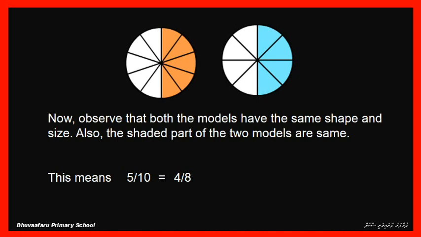Now observe that both the models have the same shape and size. Also, the shaded parts of the two models are the same. This means 5 by 10 is equal to 4 by 8.